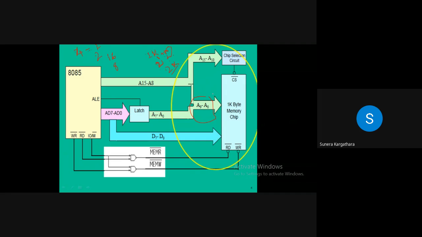Now student, if it is clear to you, just tell me, I want to interface 1 kilobyte of ROM with my microprocessor. Now instead of RAM, I want to connect ROM with my microprocessor. What do you think? Where will there be a change? Only RD bar will be there.